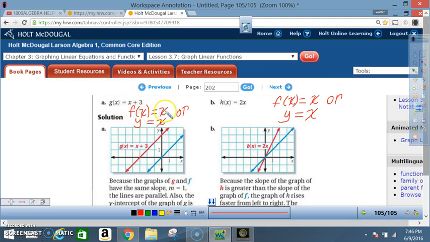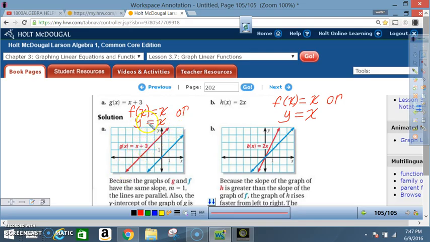F of x is equal to x, or you can say simply y is equal to x. To be able to graph quickly, you should be able to go right here. I got x plus 3, so my y-intercept is 3. That's right there. And my slope is 1, so that's really saying 1 over 1. So rise over run, so down 1 over 1, down 1 over 1, down 1 over 1, down. That's how fast you should be able to make that graph.